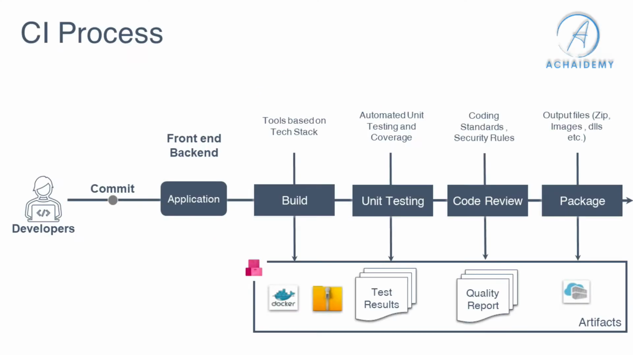Core part of the CI, right? CI process. So what typically happens in a CI process? As I said, a developer who is working on a feature commits a code, right? And once he commits the code, whether it's a front end code or a back end code or anything that he commits, the particular code is picked up, and there is a build process.